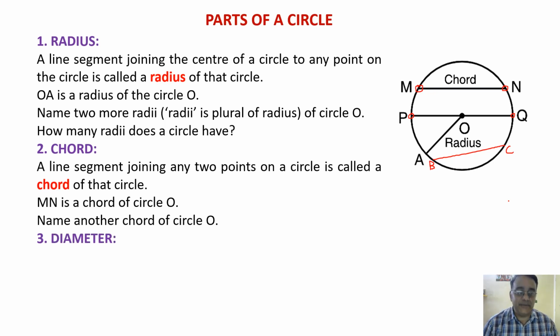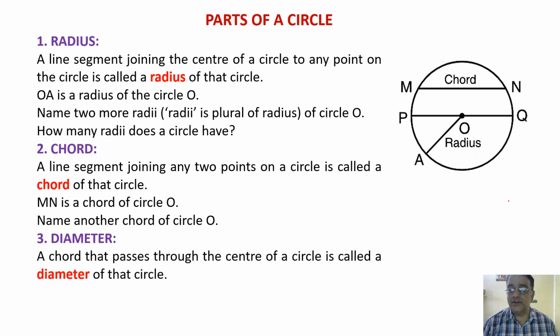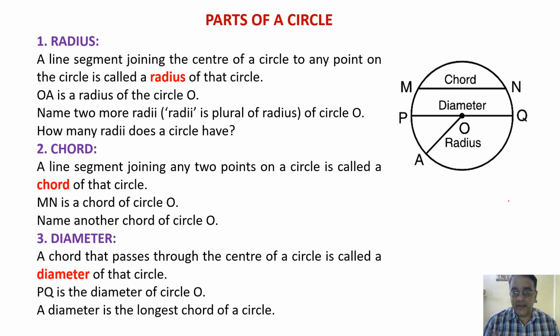The third part is diameter. Diameter is a chord which passes through the center. So which chord here in the figure is passing through the center? PQ. Very good. Yes, PQ is the diameter of the circle, and in fact, diameter is the longest chord of a circle. Now you tell me how many diameters we can draw here. Infinite. Yes, infinite. Very good.